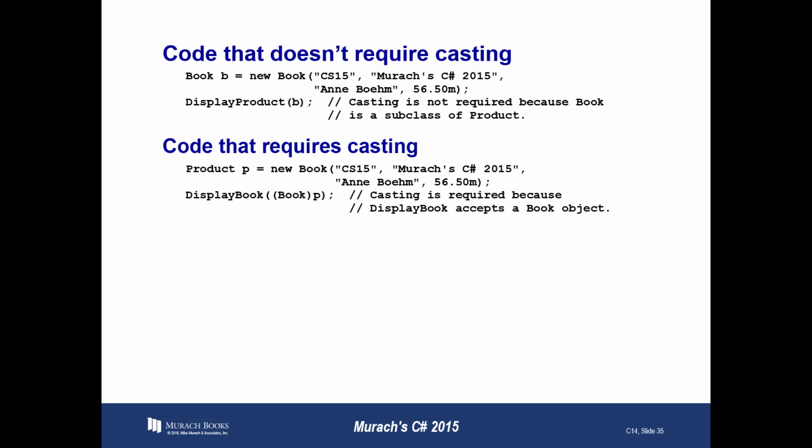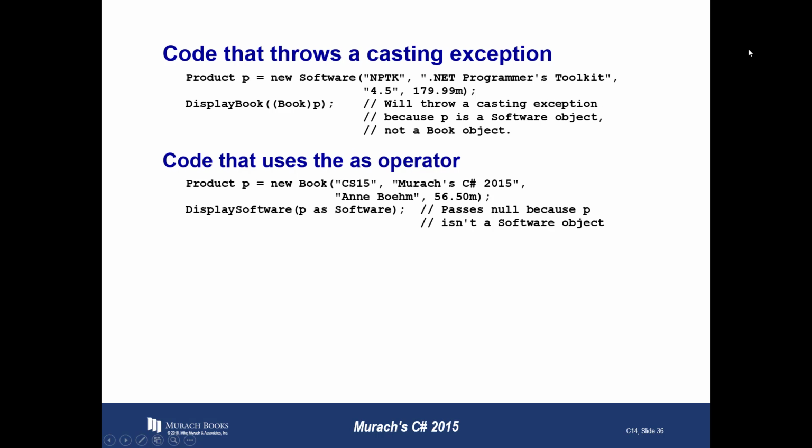If you attempt to cast a base class object to a subclass, you're going to get an exception, in particular, an InvalidCastException. You can use the as operator to cast an object to another type without throwing a casting exception if the cast is invalid. It simply returns null if indeed that is going to be invalid. All right? And there's an example of that. There's a cast exception. All right? You're trying to take a Software and cast it as a Book. But if you do that with as, you'll get null, but you won't get an error.